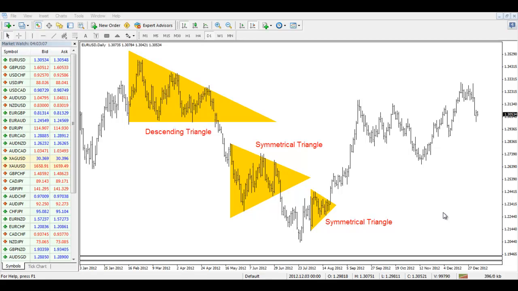We're looking at the Euro-US dollar daily chart, and on the chart I've highlighted some of the triangle formations that are visible. If we start off on the left hand side here, we can see the descending triangle that's formed around about February through till April time in 2012, and the way that this has been formed is from a strong move up, creating the highest high of that period.